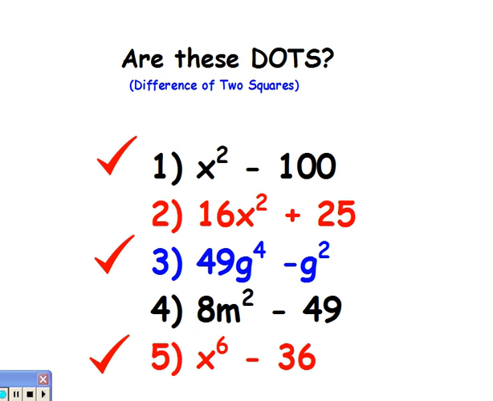Number 5 is a difference of squares. X to the 6th is x to the 3rd squared. Remember our power of power rule. And 36 is, of course, 6 squared. So it is a difference of squares.